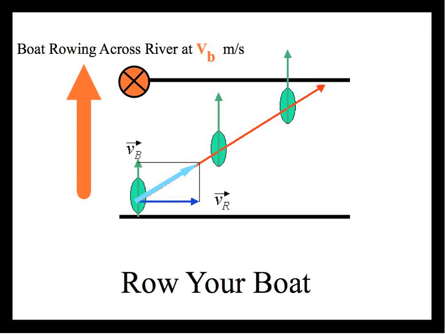In our example, let us envision that we are in a rowboat and attempting to row across a river. In our diagram, X marks the spot. That is our final destination. So, we get in the boat and we begin rowing straight across the river with a certain velocity of the boat, v sub b, in meters per second.